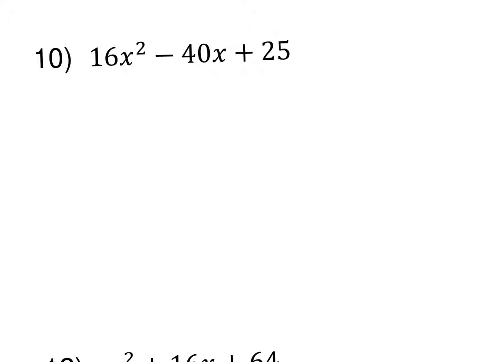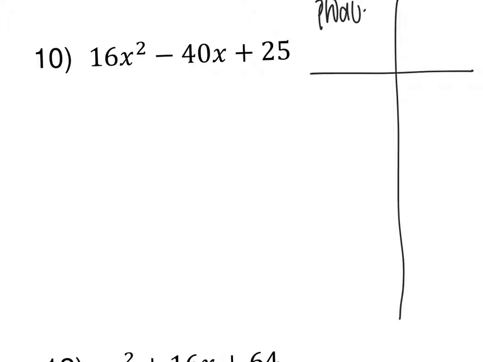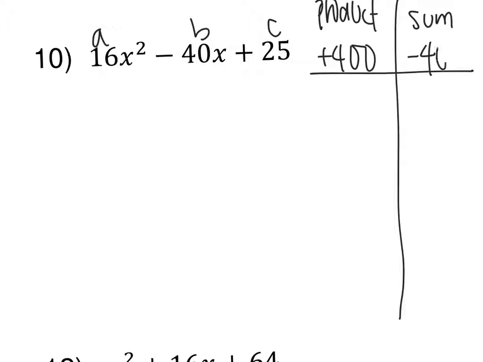Lastly, problem 10 says 16x squared minus 40x plus 25. So first I need to look to see if I can divide 16, 40, and 25 by something. I cannot. So I'm going to make my t-chart. On the left side is my product side, which is always A times C. And 16 times 25 is going to give us a positive 400. On the right side is my sum side, which is always B, which in this case is negative 40.